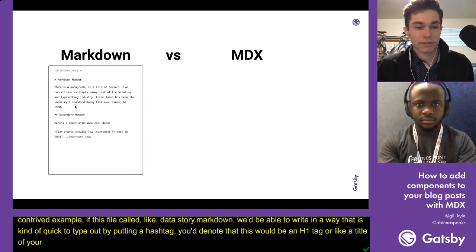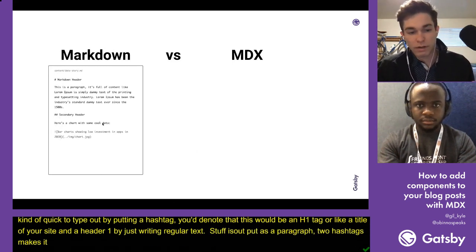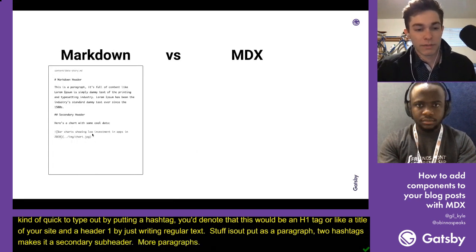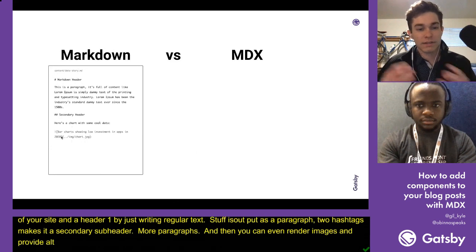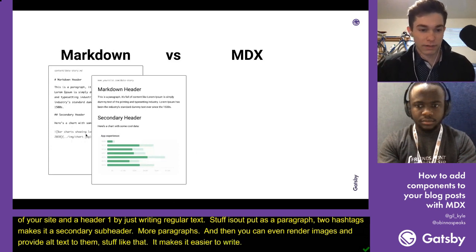By just writing regular text, stuff is output as a paragraph. Two hashtags makes a secondary subheader, more paragraphs, and then you can even render images and provide alt text to them, stuff like that. So it makes it easier to write what you want quicker, but then rendered, something kind of like this would end up.